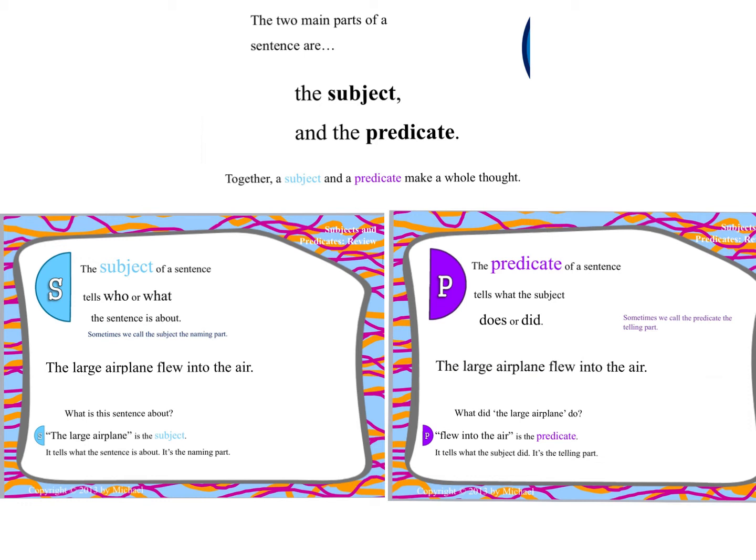The large airplane flew into the air. Well, we know that our subject is the large airplane. So what did the large airplane do? It flew into the air. Flew into the air is the predicate. It tells what the subject did. Again, it's the telling part. So our predicate is the telling part. Our subject is the naming part.